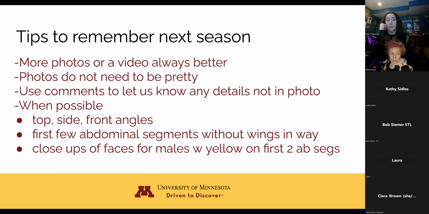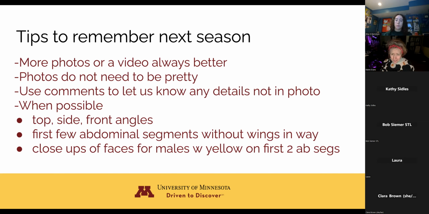And also overall, when possible, show those three different angles: the top, side, and front angles. When you can, show those first few abdominal segments without the wings in the way. Maybe they're moving their wings, maybe you're able to get an angle from the side that's lit well enough that we can see what's going on around the abdomen.